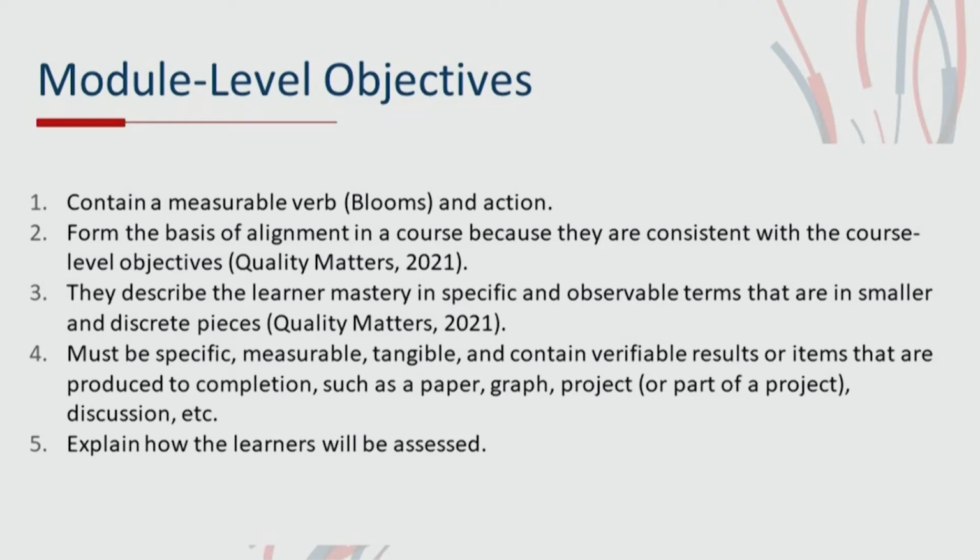This is where it gets very, very specific, and it has to be observable. And they're usually in smaller and discrete pieces. Again, they become very specific, measurable, tangible, and have to contain verifiable results or items, such as producing something like a paper, a project, a discussion, something that you can actually measure, that you can see. And the module level objectives will always explain how the learner will be assessed.